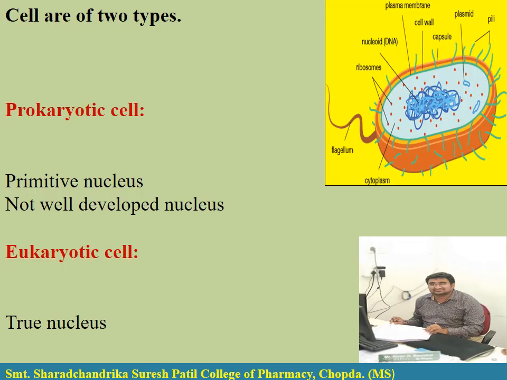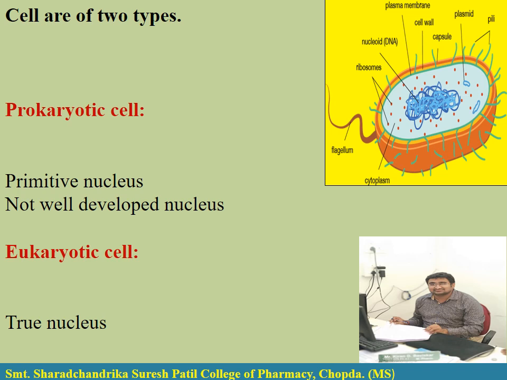As we know, every living organism is made up of cells. So what is a cell? A cell is defined as the structural and functional unit of life. All the functions of our body are ultimately performed by cells, and the total structure of the body is basically made up of cells.